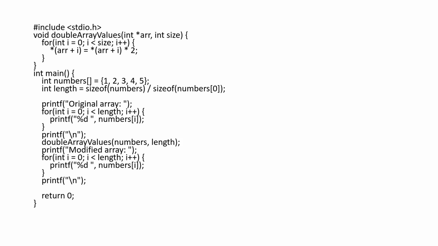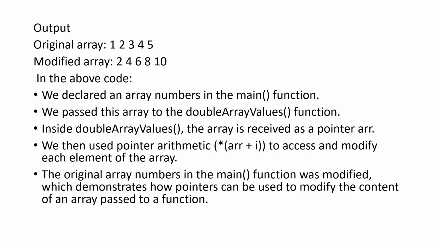So here using this pointer, *(arr + i), we are dereferencing that location and then multiplying with 2, and the value is stored in the same location. So that means the original array content is changed. After that, when you print the array, the modified array will be printed. That means each element will be doubled. This is the original array and this is the modified array.